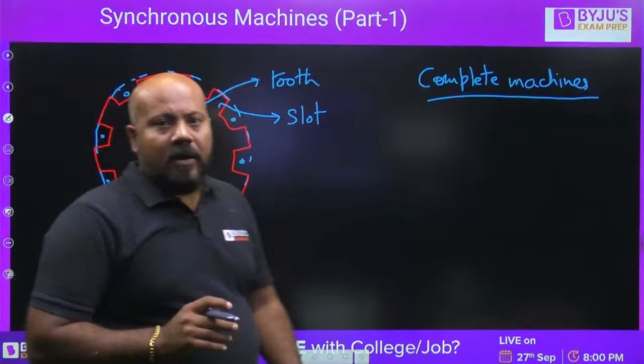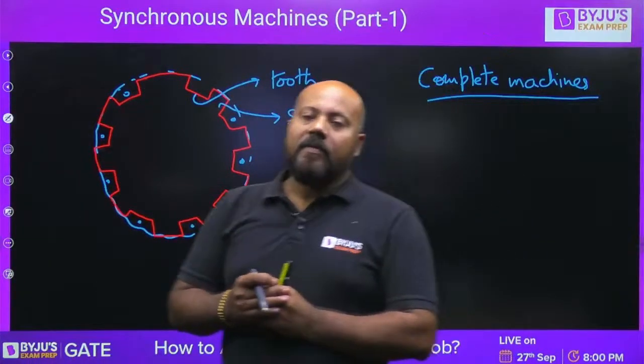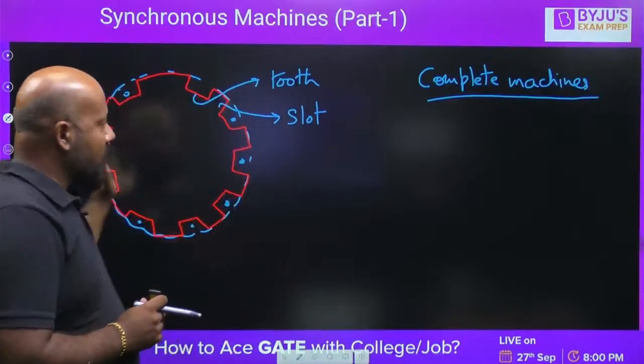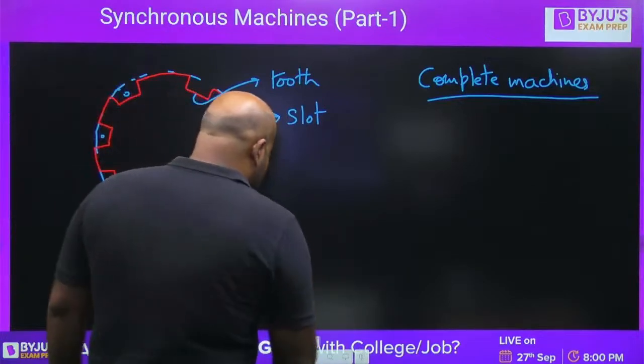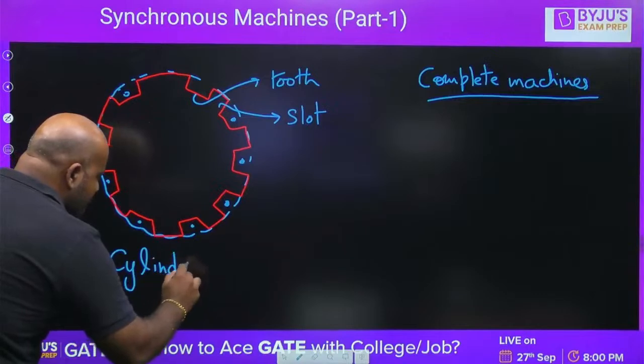Are you getting this? So by using different numbers of conductors in various slots, we are getting poles generated in the case of a cylindrical rotor. This is a cylindrical rotor.